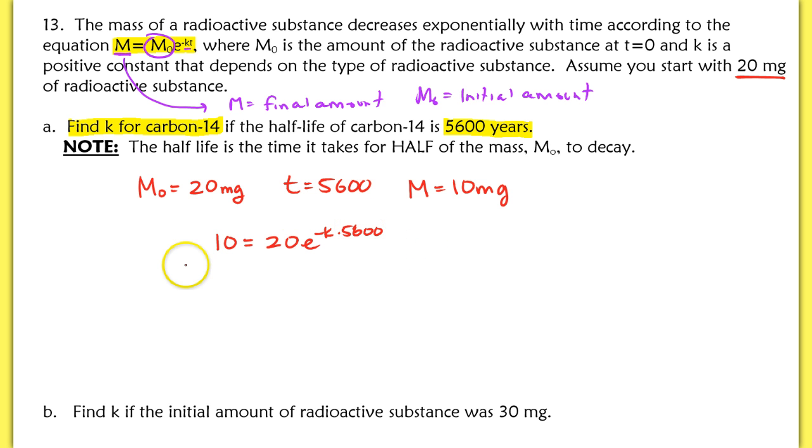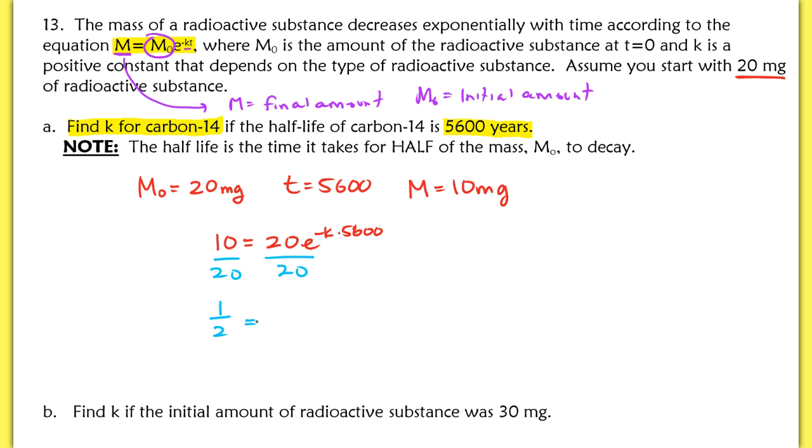Now this equation looks exactly like a problem in number 12, and I think these are a little bit more difficult because the information is harder to interpret. So it ends up looking exactly like a problem that we worked on before, so we're going to solve it the same way. We're going to divide first by 20, so we end up with 1/2.